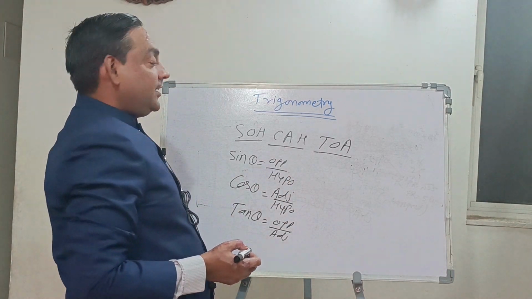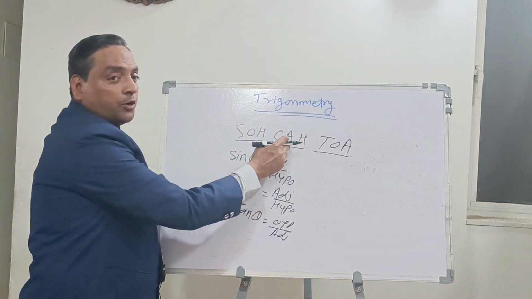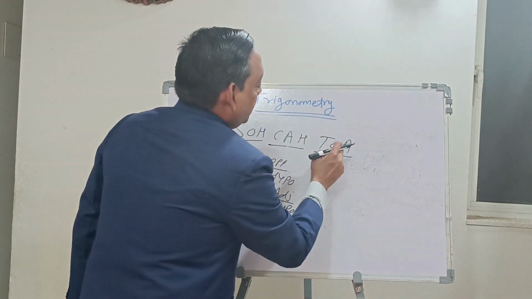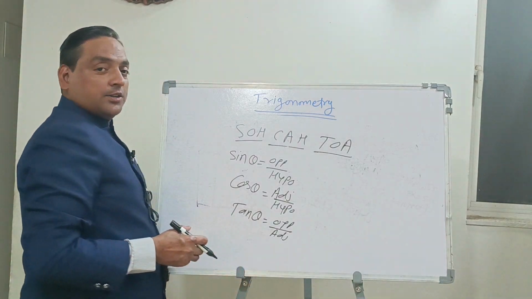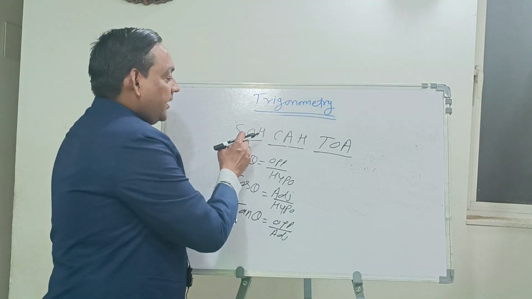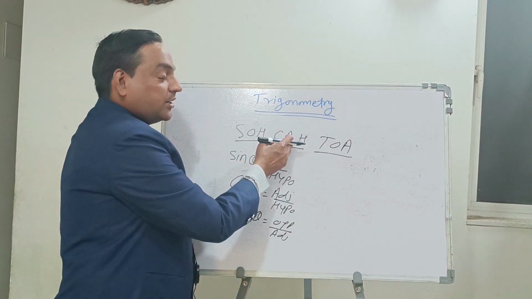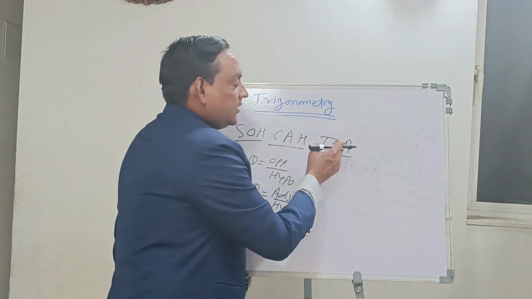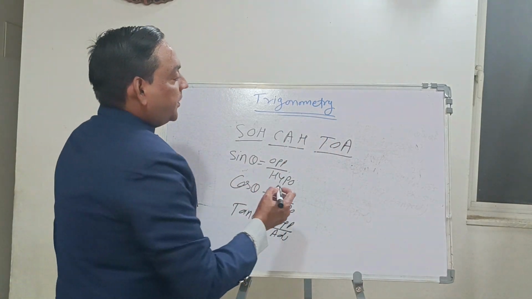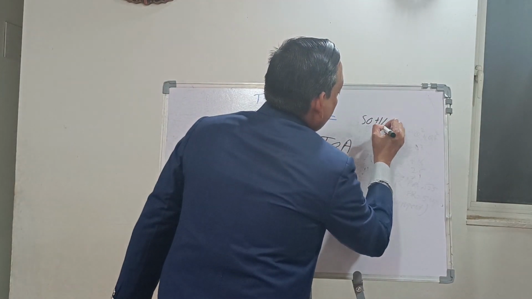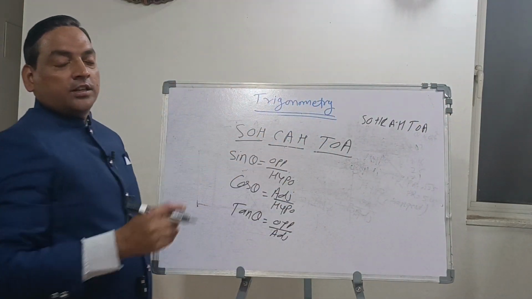SOHCAHTOA. Sine is opposite upon hypotenuse. Cos is adjacent upon hypotenuse. Tan is opposite upon adjacent. Simple. So whenever you get any sum in the paper itself, you can just write down SOHCAHTOA and then you can do the sum.